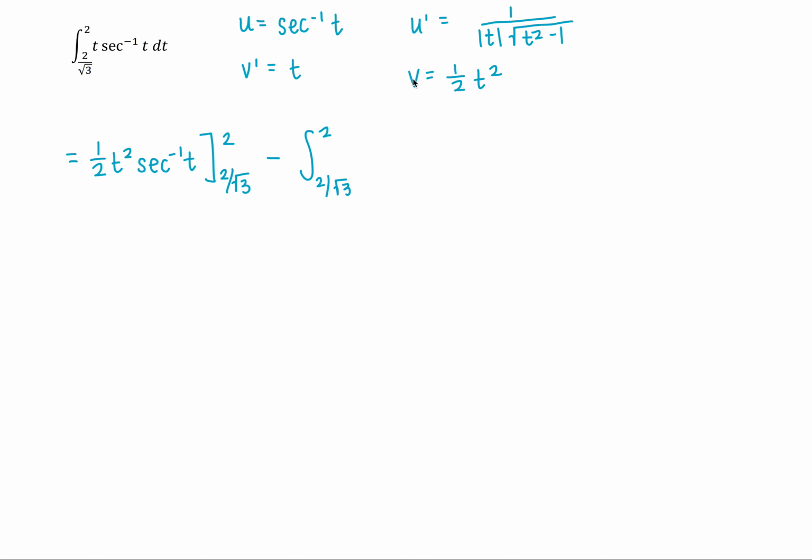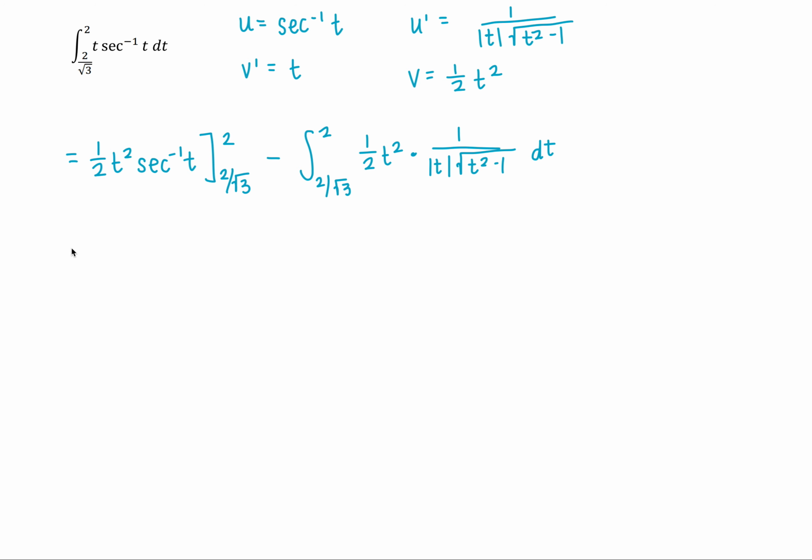We're going to look at the u prime. So inside this second integral, I'm going to have 1/2 t squared times 1 over the absolute value of t times the square root of t squared minus 1 dt. Now inside here, the t squared and the absolute value of t, I am going to be able to cancel. So we'll be able to clean this up just a little bit, and I'll come back to that momentarily.